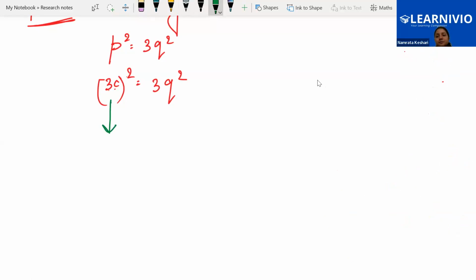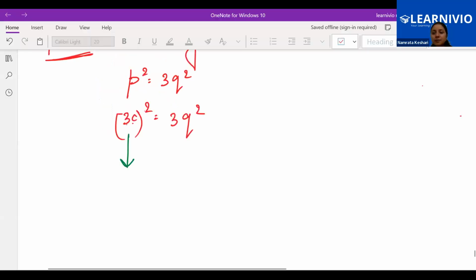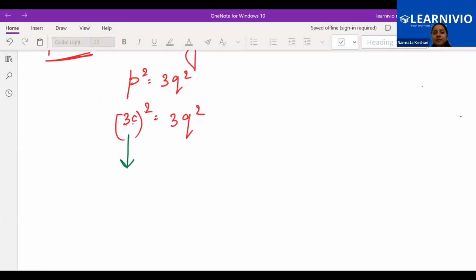This will become, if we open the bracket, 9C square. Exactly. Are you getting it? Galvin, who responded? Maha, you said? Yes, ma'am. How, Galvin, are you getting it? How will we distribute the power?